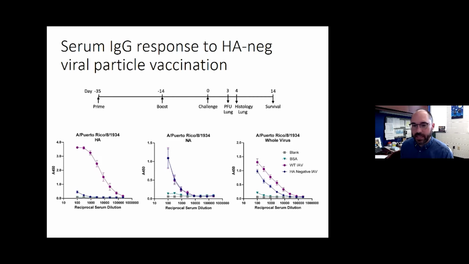If you do an ELISA against the whole virus, you can see it's basically the average of those two graphs on the left. You get more reactivity against the wild type because you have the contribution of the hemagglutinin. So that's what the binding profile looks like, but are these things functional? Does it protect from challenge? Next slide, please.